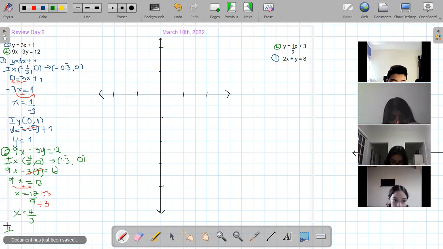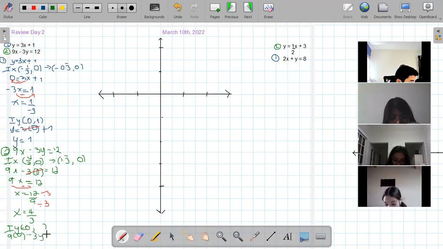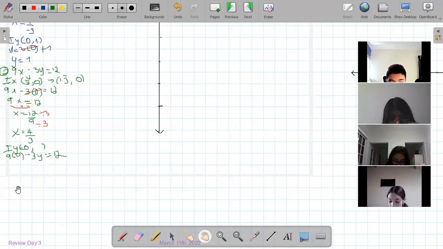And now the intercept in y, that is when x is 0 and we're looking for y. So we have that 9 times 0, minus 3y is equal to 12. I'm going to move this a little bit higher so I can finish the exercise over here.